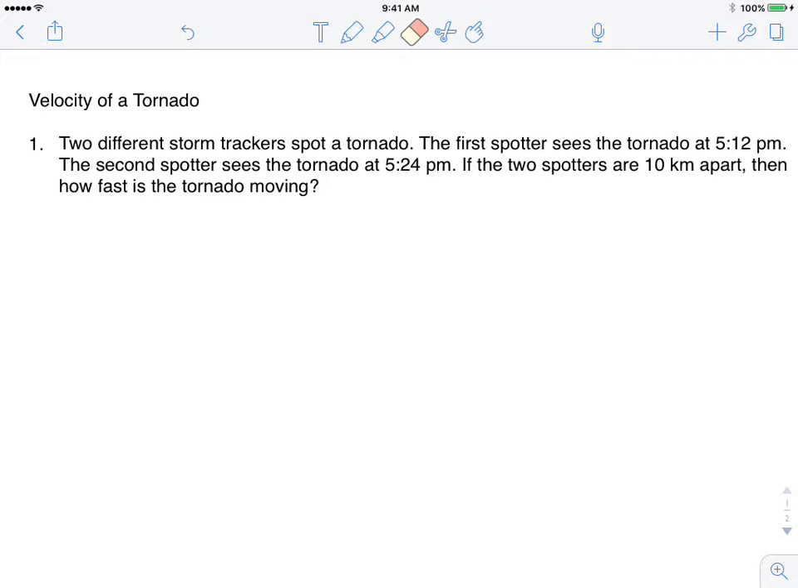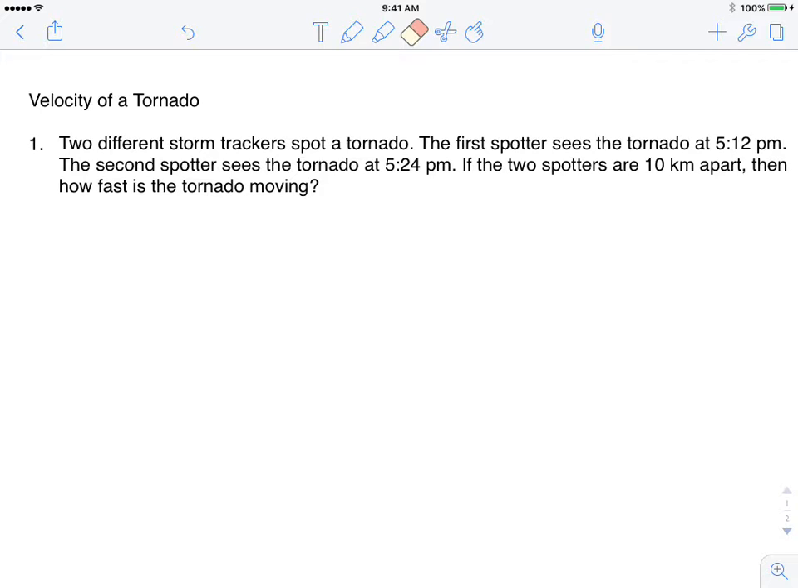So if we read the problem, it says two different storm trackers spot a tornado. The first spotter sees the tornado at 5:12 p.m. The second spotter sees the tornado at 5:24 p.m. If the two spotters are 10 kilometers apart, then how fast is the tornado moving?